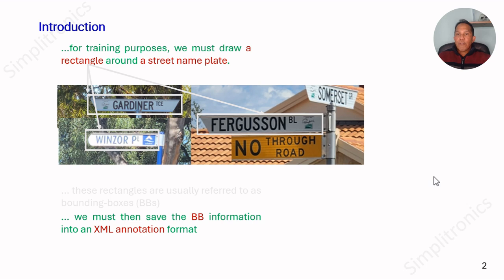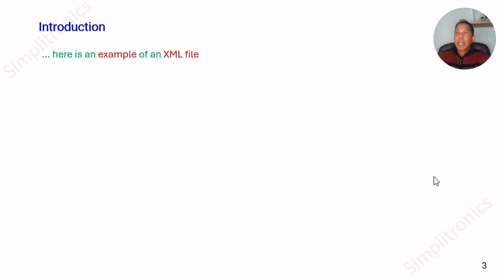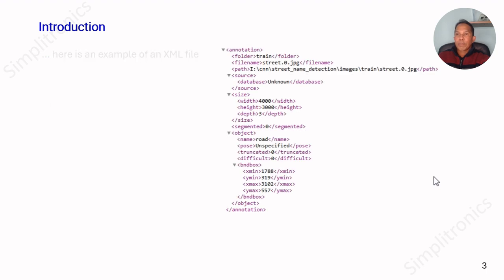We must then save the bounding box information into an XML annotation format. Here is an example of an XML file. This XML format can capture image file name, image file path, image size, and definitely bounding box coordinates.